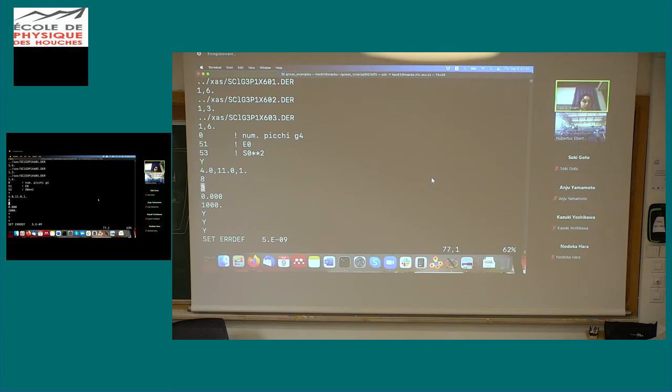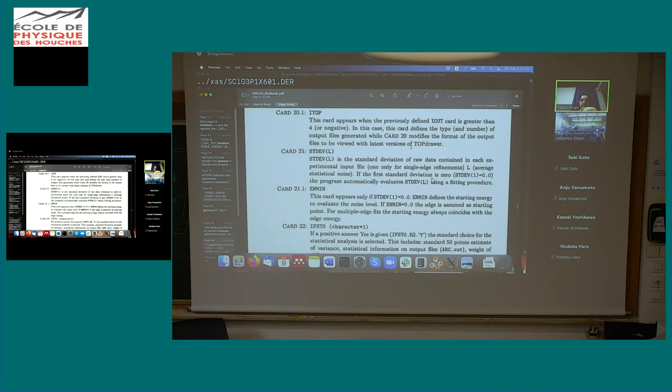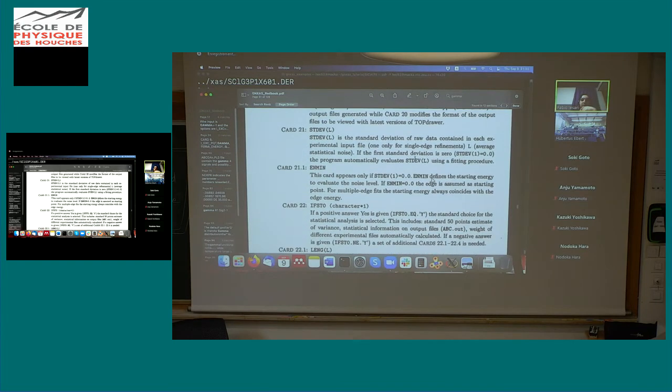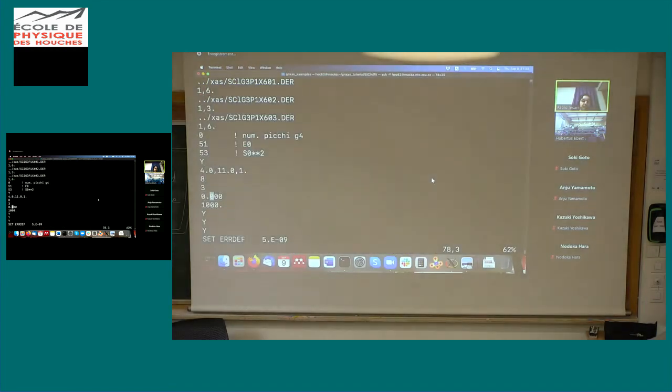Okay, next one is not important. Then here you can leave just 0. This is for the standard deviation of the raw data, so it's the standard deviation of your noise. But if you don't know it, you can just put 0, and then there is some algorithm that estimates the noise automatically. And the next card is the energy from which to start calculating the noise. You can just put 0 here also and start from the initial point in the data.